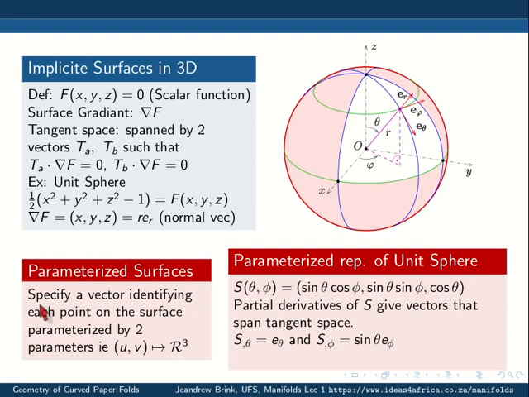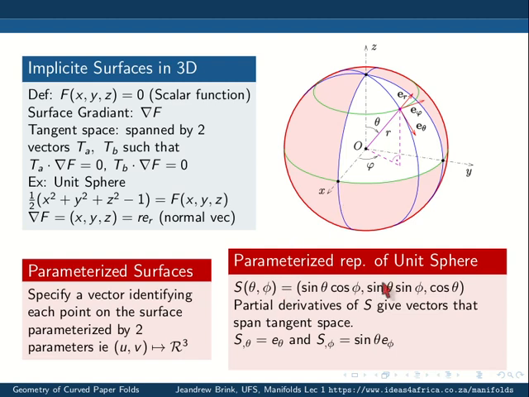Then I said there's a second way of representing surfaces that I don't know how much you've used so far, but basically you have to specify a vector that identifies each point on the surface. Because it's a surface, there are 2 degrees of freedom. So it's a map from 2 parameters to R3. For example, for the unit sphere, your 2 parameters are the 2 angles, and here we have specified the coordinates based on those 2 angles. So as I vary theta and phi, I can sweep out the whole of the 2-sphere.